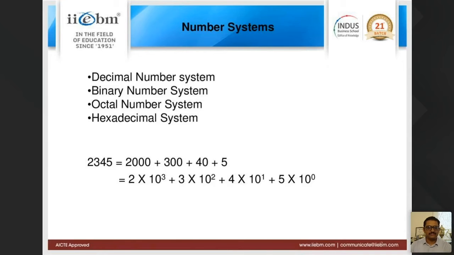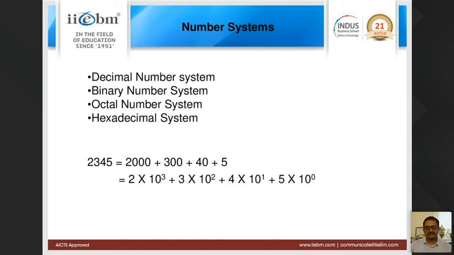This number is 2345. 5 is at the units place, 4 is at the tens place, number 3 is at the hundreds place, and number 2 is at the thousands place. So these digits have positional value. What are these positions? Unit position, tens position, hundreds position, thousand position. We can go on like this, and the positional value of a particular number we can determine.